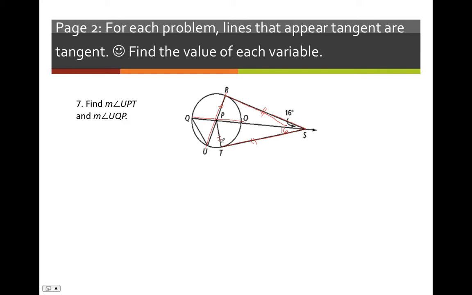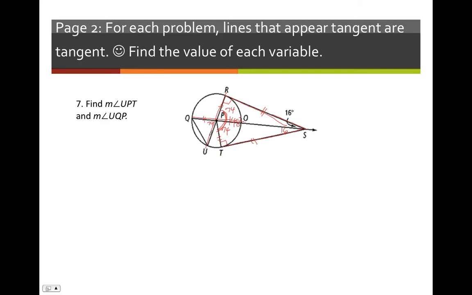All right, we also know that a quadrilateral has 360 degrees, and since RS and ST are tangent to the circle, they form 90 degrees. So what's left of that 360 degrees is what RPT measures, which is 148. And then each part is going to be 74. So I also know this is 74.